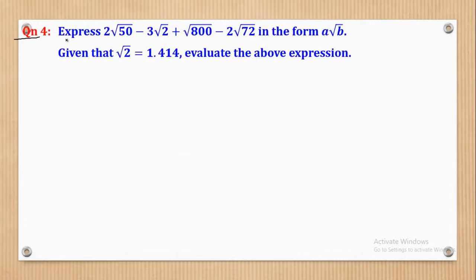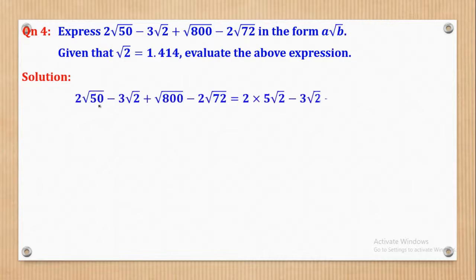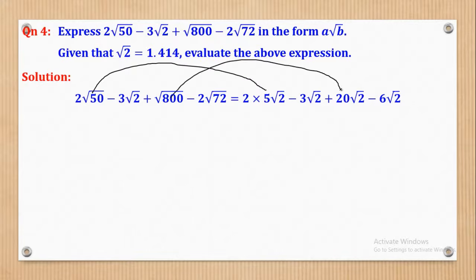Then question 4 says, express this in the form a root b. Given that root 2 is 1.414, evaluate the above expression. So this is what is given. Then from here I realize that this one can be simplified to become this, and this one can be simplified to come up with this. And also this one will be simplified to come up with this. I believe by now you know how to simplify them.